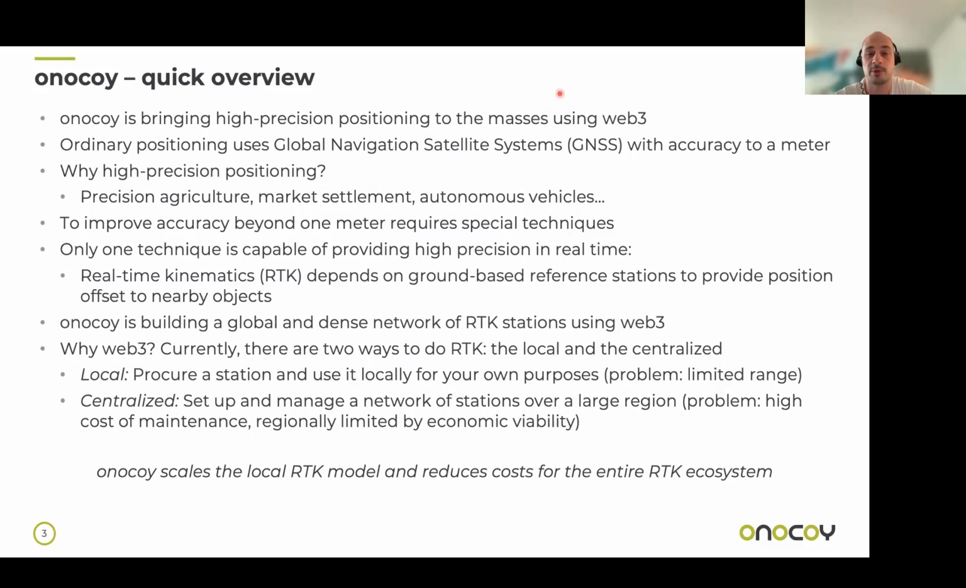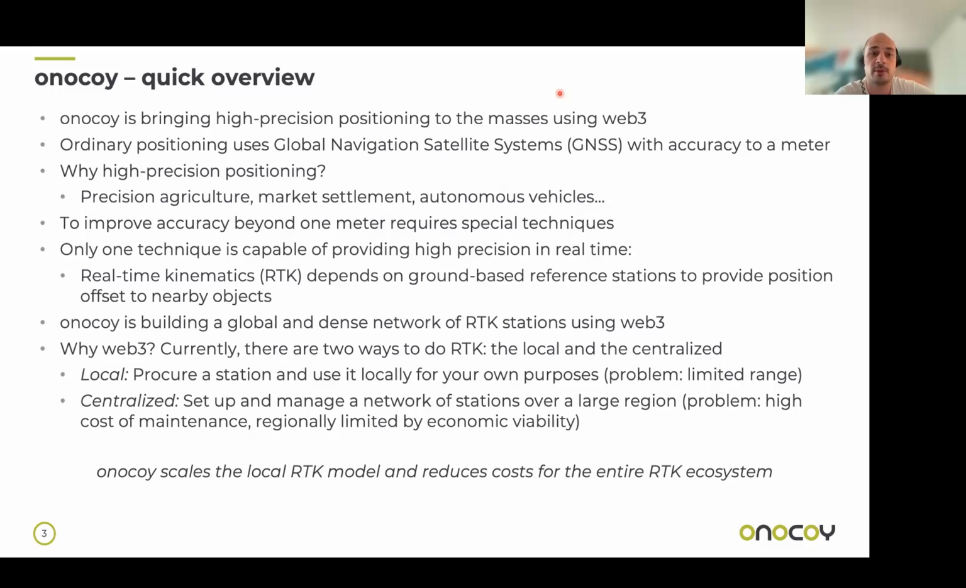High precision positioning is an improvement because GNSS in real time will get you to meter level accuracy. If you want centimeter level, then you have to use this high precision stuff. That's important for precision agriculture, settlement for markets if you want better timing, and autonomous vehicles as well, like drone delivery services. It would be good for drones not to have to do SLAM localization to figure out where they are.